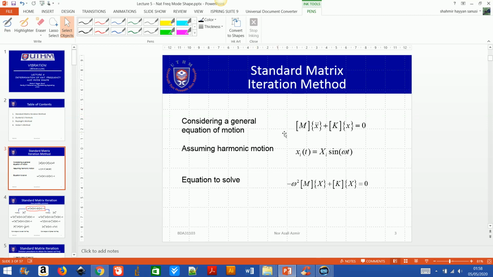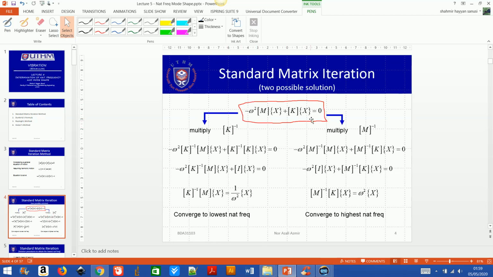Alright, so a general equation of motion looks something like this, whereby you have the mass matrix and the stiffness matrix. When you assume harmonic motion, the equation will be transformed into this: negative omega squared mass matrix multiplied by x, plus stiffness matrix times x, equals 0. This is after we have assumed the harmonic motion, right? In order to use the matrix iteration method, there are two possible solutions that you will get. One is that it will converge to the lowest natural frequency, and another one, it will converge to the highest natural frequency.